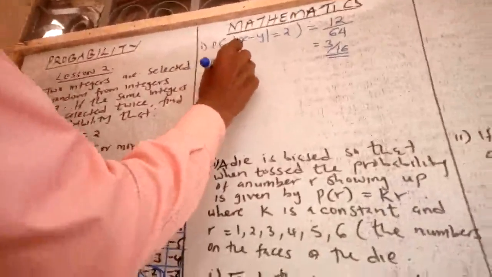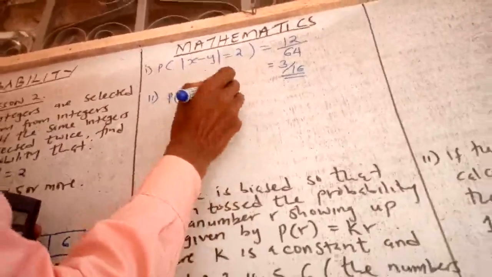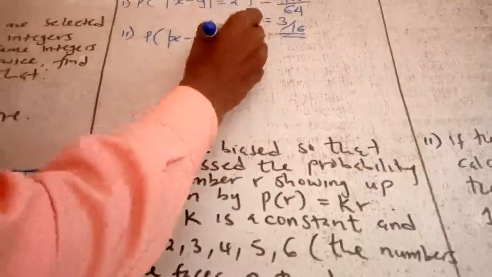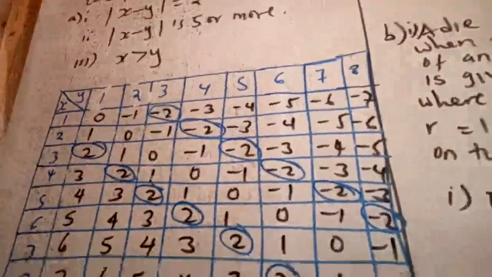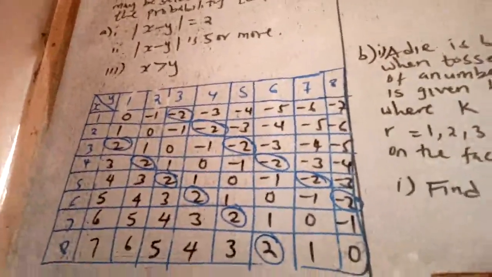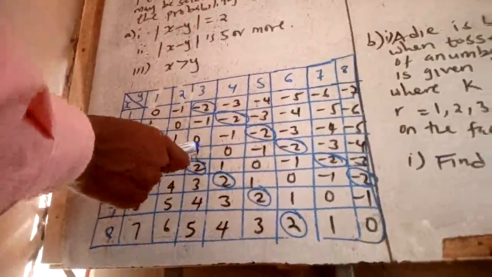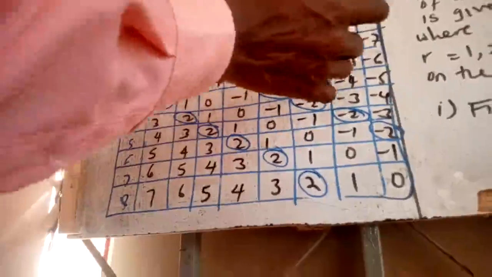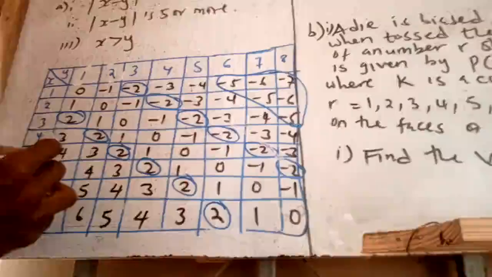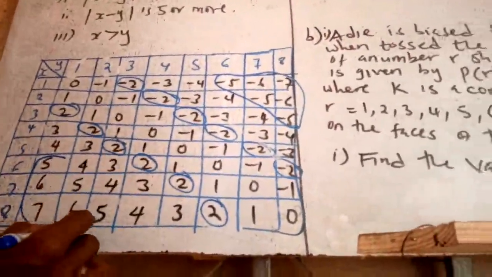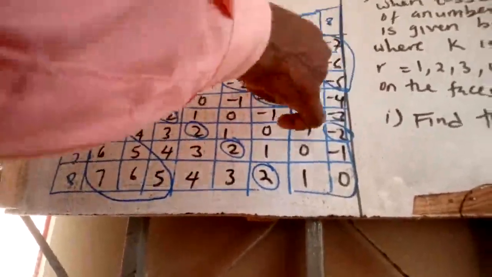Roman 2, you are supposed to get the probability that the absolute value of x minus y is equal to 5 or more. So you can write it this way. What is the probability of that? You're supposed to get the values where we have the 5, whether they are negatives or the negative 5, and a value which is greater than 5, absolute. From here, you can see we have 5s. This portion at the farthest corner here is one of the results. And also, you come to the positive side where we have 5 and a value more than 5. So we have two regions here, the positive side and also the negative side. And therefore, you're supposed to calculate all the numbers which are found there.